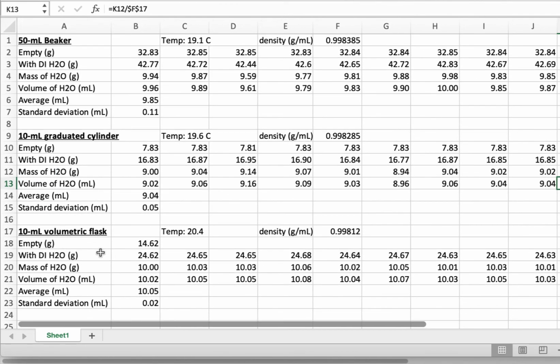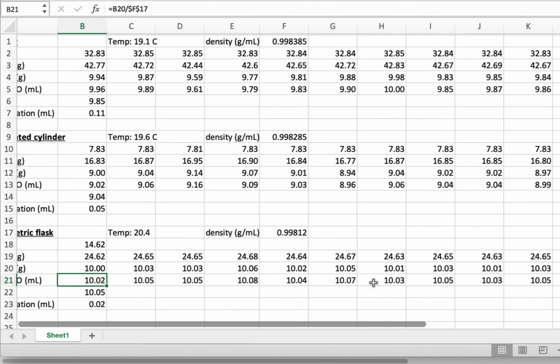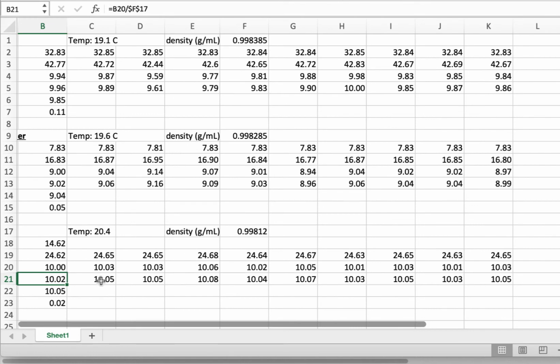And then finally, with the volumetric flask, you can see that my numbers were even more closely clustered together. So they were all much closer to 10, and my high was 10.08, my low was 10.02. So 0.06 milliliters was the maximum distance between my top and my bottom number.